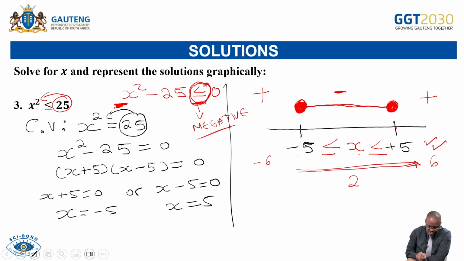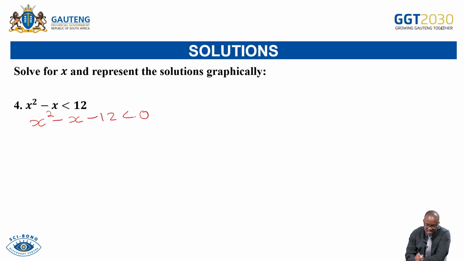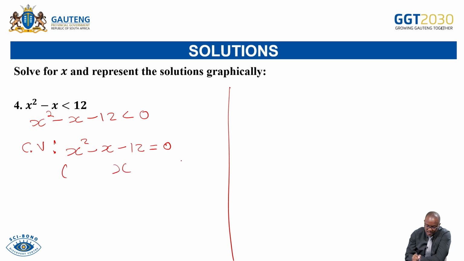Okay? Then let's look at the last one in activity number 1, where we have x squared minus x less than 12. So the first thing that we can do there is to maybe put it in the standard form. We're going to have x squared minus x minus 12 less than 0. Then we can get our critical values. Critical values, remember, is x squared minus x minus 12 is equal to 0. Then we solve for x, but we start by factorizing.